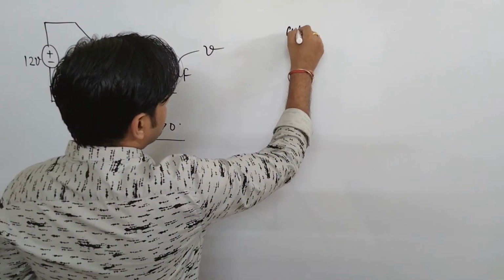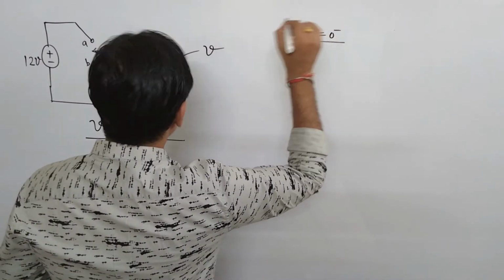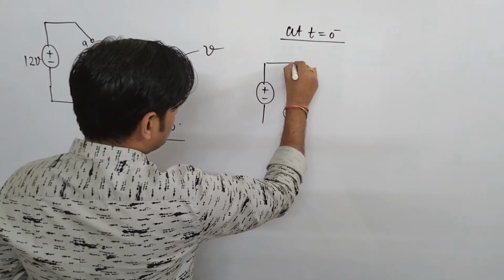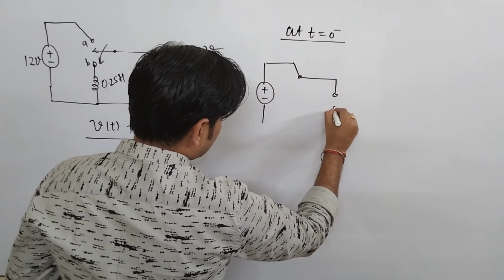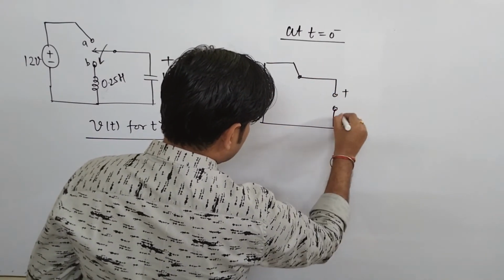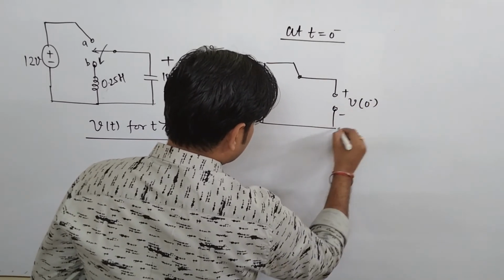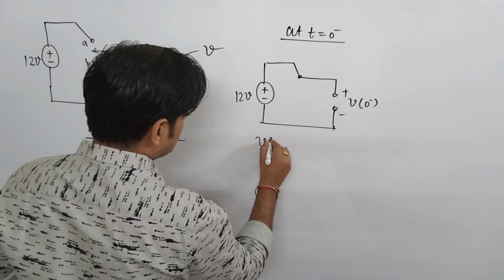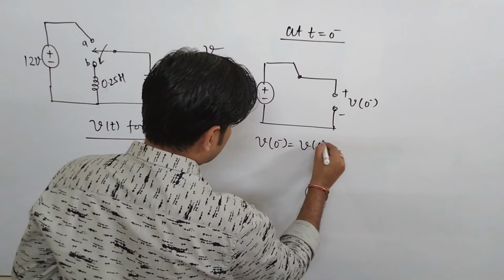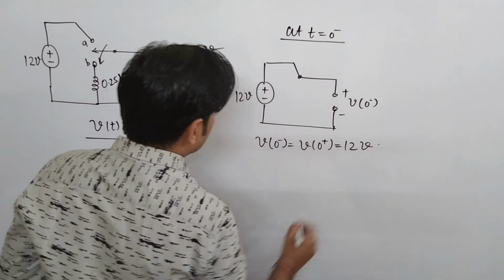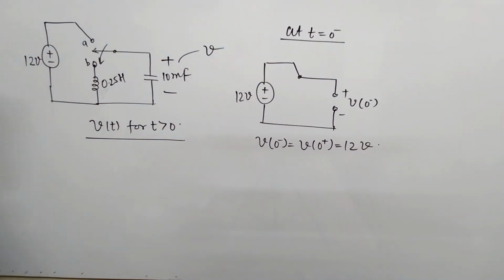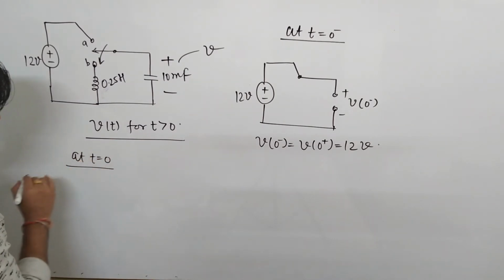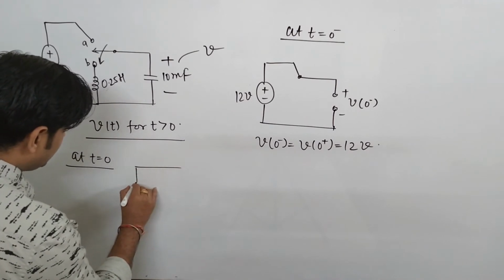Now, if I draw this circuit at t equal to 0 negative, this should be the condition. Your capacitor is open circuited with some voltage, let us say V0 negative. And this value is 12 volt. So you can say that V0 negative, that is V0 positive, comes to be 12 volt. That means here initially the capacitor is charged by 12 volt. Now if you draw the circuit at t equal to 0 simply, this is your circuit at t equal to 0.